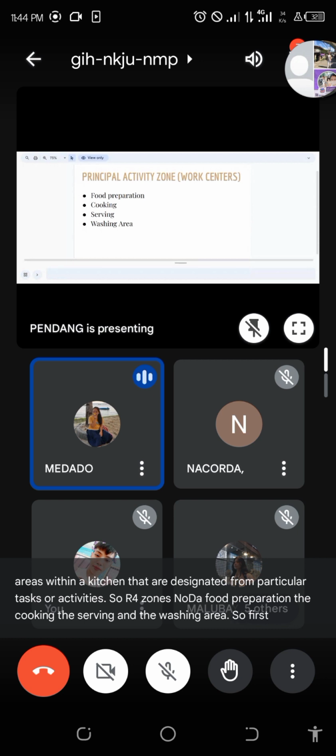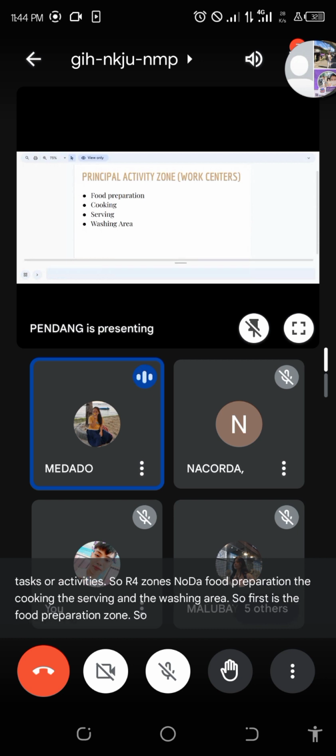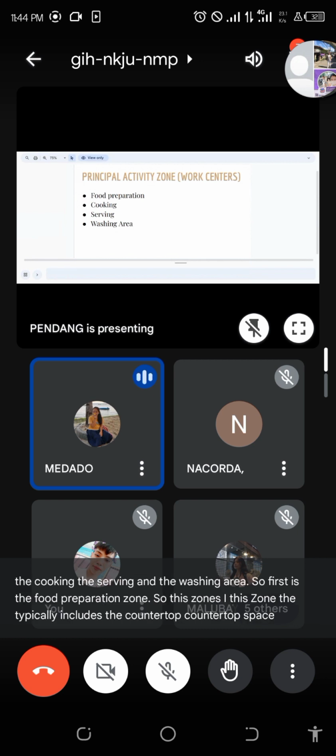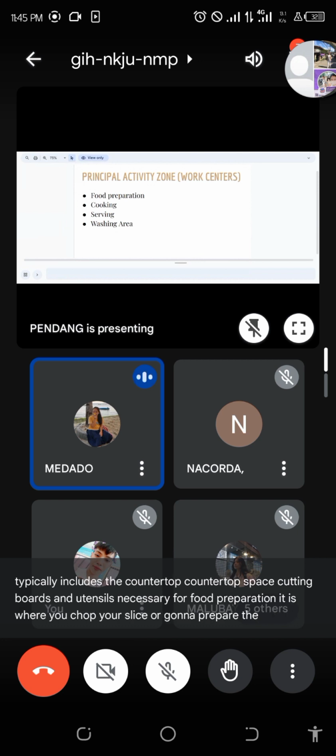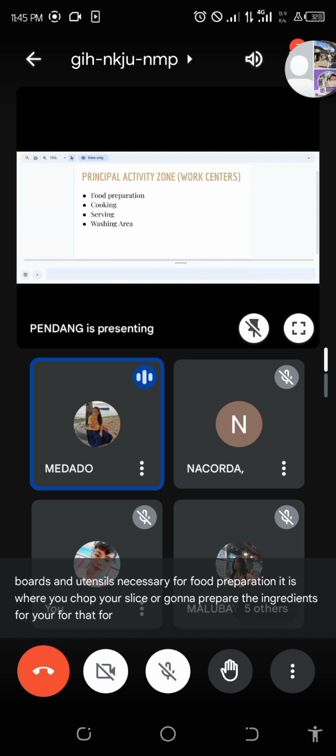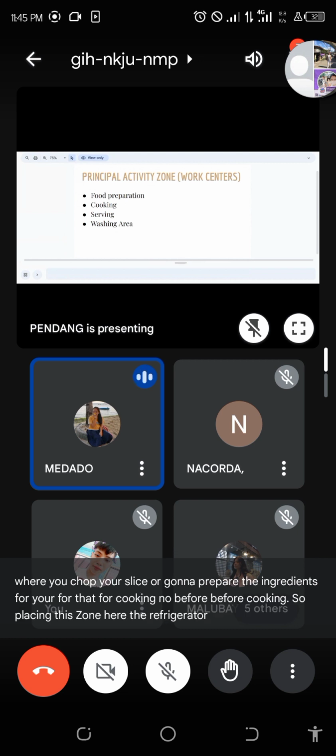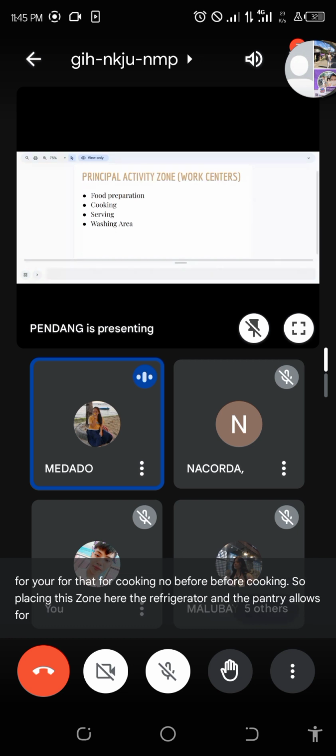So first is the food preparation zone. This zone typically includes the countertop space, cutting boards, and utensils necessary for food preparation. It is where you chop, slice, or prepare the ingredients before cooking. Placing this zone near the refrigerator and the pantry allows for easy access to ingredients.